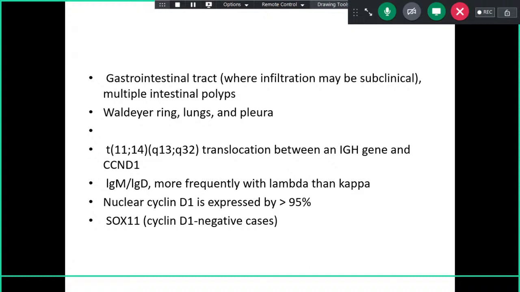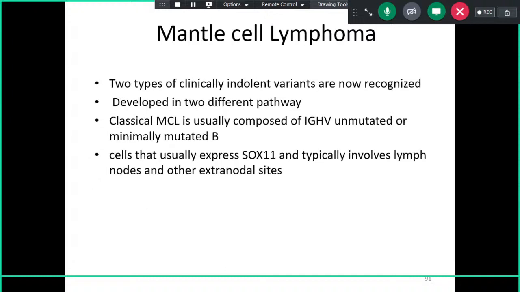BCL2, CD10, BCL6 are markers for follicular lymphoma. Mantle cell lymphoma has two clinical types. One is indolent. Among all these indolent lymphomas, those who have recurrently said, me and Dr. Ganesh, this mantle cell lymphoma is a little bit erratic. It can be very aggressive. It has never been completely indolent. Okay, so there are two forms.